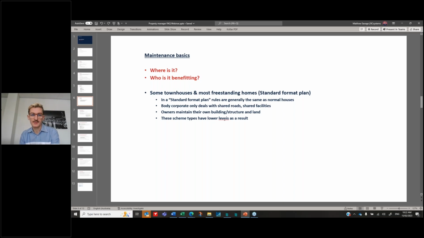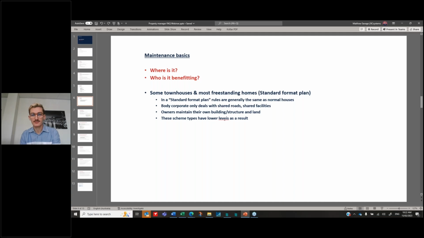Those scheme types have generally much lower levies as a result. So because the body corporate's not paying for roofs, it's not paying for that in its administrative fund to maintain the roofs. It's not saving up sinking fund levies to replace the roofs in the next 20 years. So the levies will be lower, and the offset of that is the owner will pay higher costs personally because the owner has to maintain things themselves.